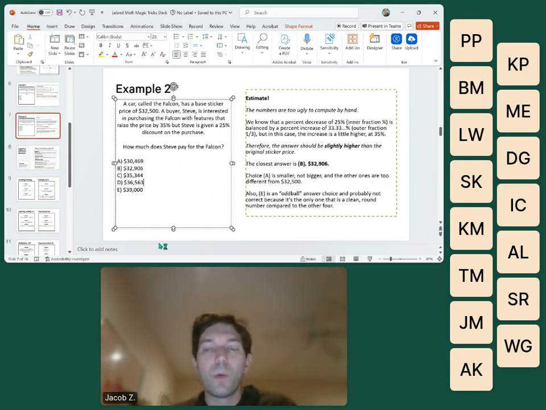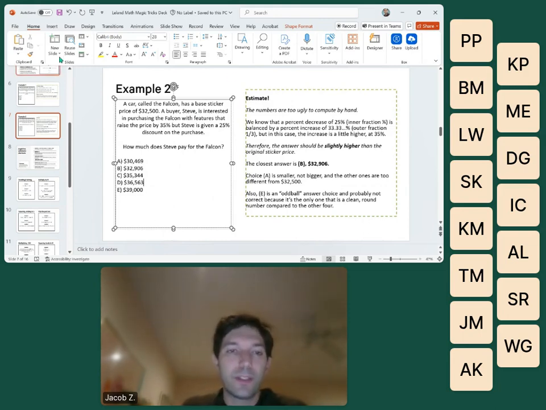So when we talked about the 25% decrease there, that matched up with 1/4. That matches up with a 1/3 increase. So this isn't a 33% increase, right? It's a little bit more than that. So what we know is that the answer, when you have a 35% raise in price and a 25% discount, should be a little bit higher than the original base sticker price, but not much higher.